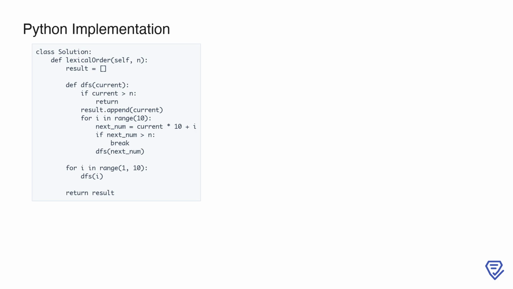The provided code solves LeetCode problem number 386, Lexicographical Numbers, efficiently using a depth-first search (DFS) approach. 1. Class and method. A class Solution is defined, containing the method lexicalOrder. This method takes an integer n as input, representing the upper limit of the range of numbers to be processed. 2. Result list. An empty list result is initialized to store the numbers in lexicographical order.